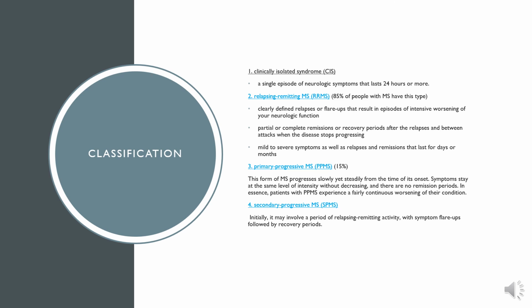And lastly, secondary progressive MS. Initially, it may involve a period of relapsing and remitting activity with symptom flare-ups followed by recovery.